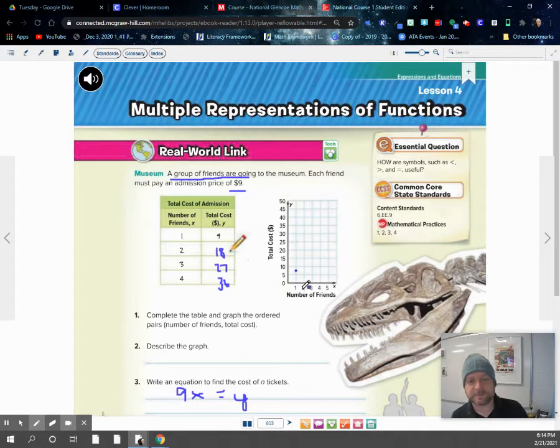2 and 18. So I'll go over 2. That's my X value. My Y value is 18. So just under 20, between 15 and 20, there we go. 3 and 27, so over 3 up 27. All right, there. And 4 and 36, so over 4 up 36, just above 35. There we go. All right, and I should be able to then take a line and draw it straight through here.